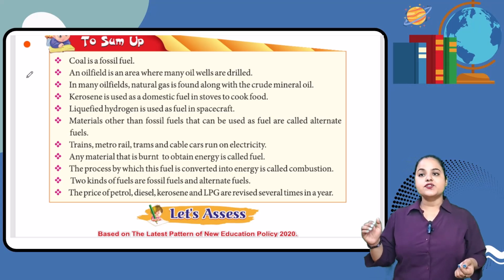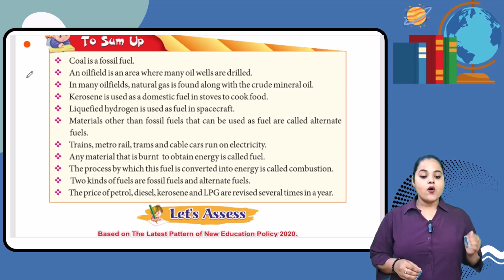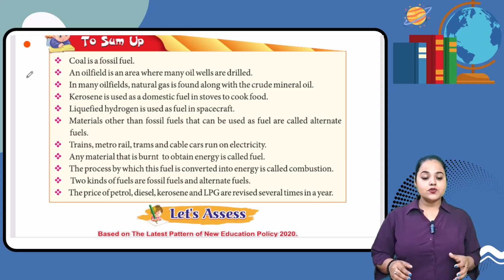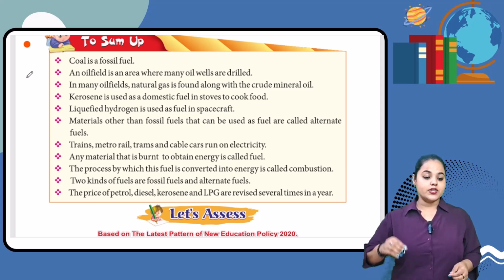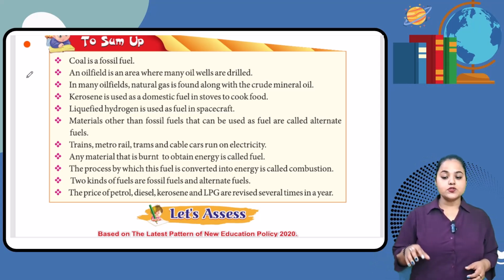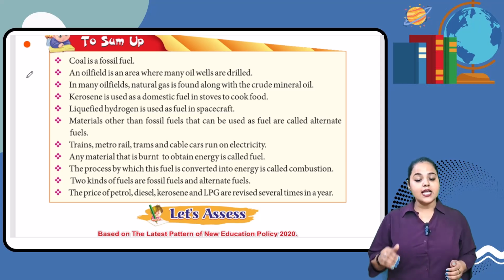Let us summarize a few points from the chapter. Coal is a fossil fuel, and an oil field is an area where many oil wells are drilled. In many oil fields, natural gas is found along with the crude mineral oil. Kerosene is used as a domestic fuel in stoves to cook food. Liquefied hydrogen is used as a fuel in spacecraft. Materials other than fossil fuels that can be used as fuels, उन्हें हम alternate fuels बोलते हैं. Trains, metro, rail, trams and cable cars, they can run on electricity.